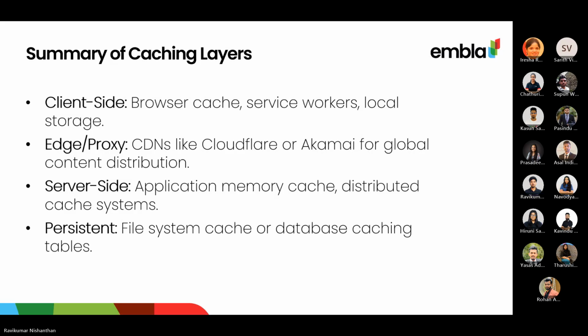The third one is server-side caching. This is caching within your application or backend. It could be in-memory caching, like Redis or Memcached, or even an in-process cache for quick lookups. This layer helps to reduce expensive database or API calls. And finally, persistent caching. Here the cache is stored in a file system or special database table for long-term use. It's slower than memory caching, but it survives application restarts and can also handle large data sets.